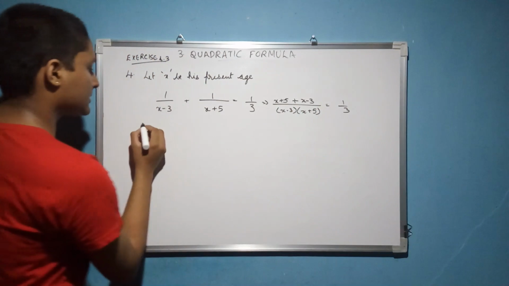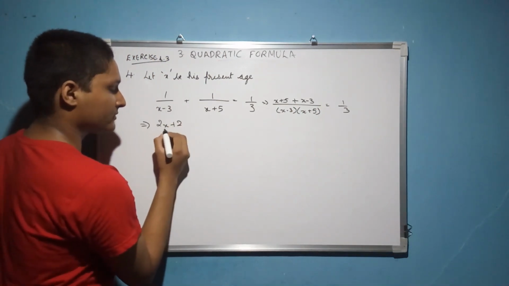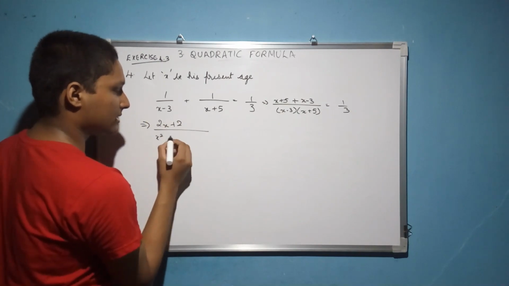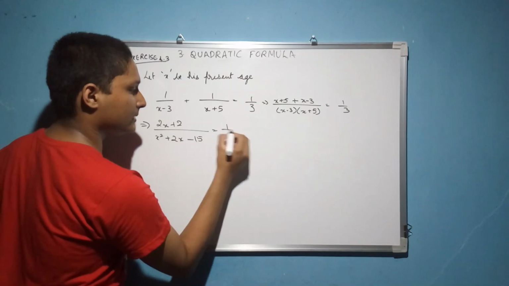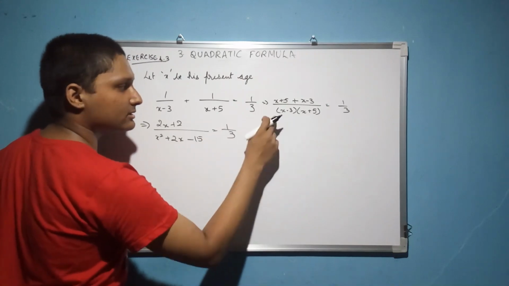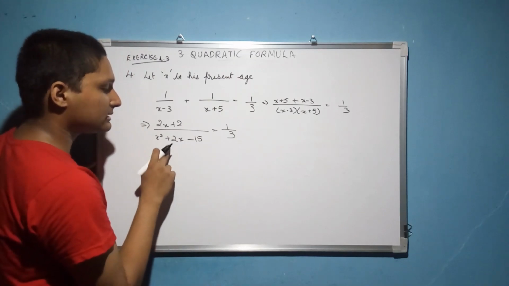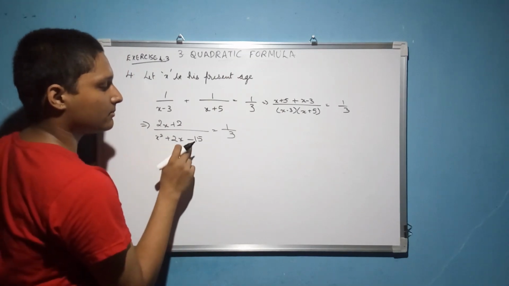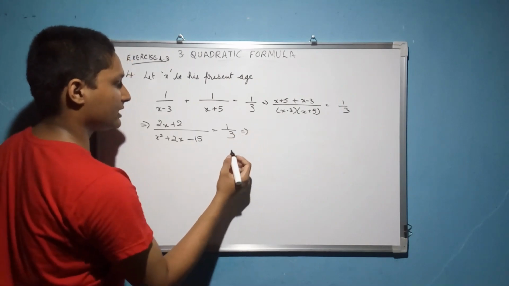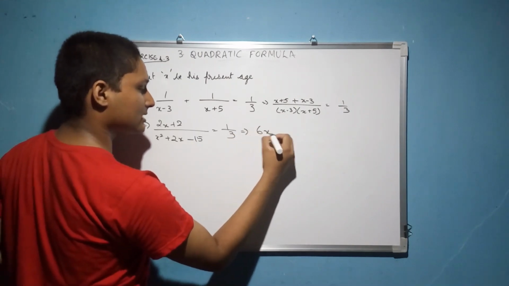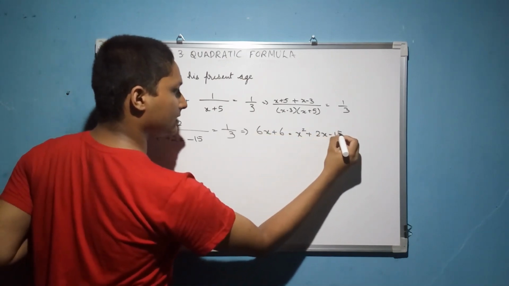Okay, next step is simplification. That is 2x plus 2 divided by x square plus 2x minus 15 is equal to 1 by 3. I hope you understood. That is x plus a into x plus b, that is going to be x square plus a plus b into x plus ab. That is equal to 1 by 3. Now I am going to simplification. So it is going to be 6x plus 6 is equal to x square plus 2x minus 15.